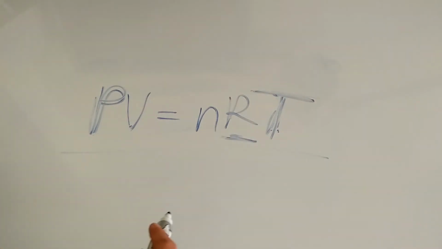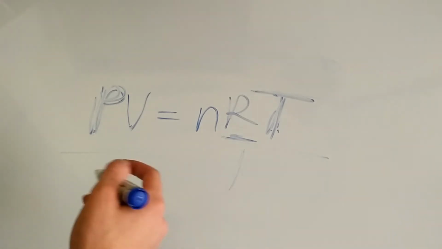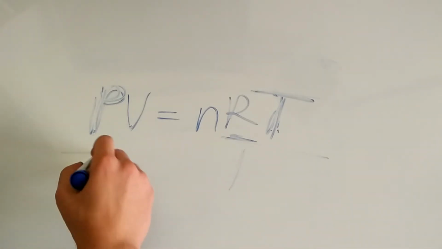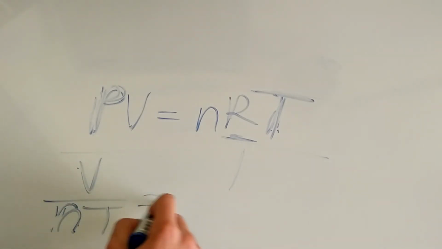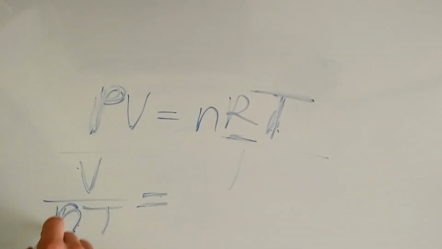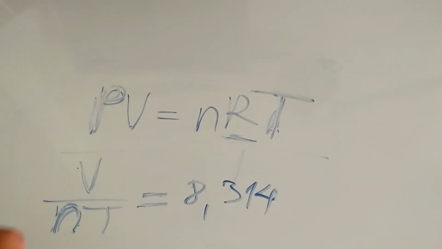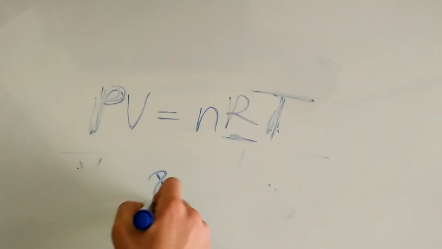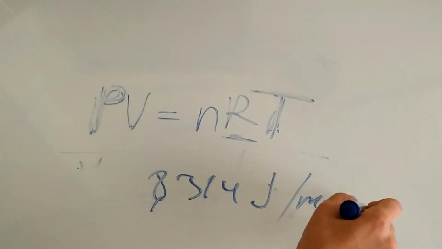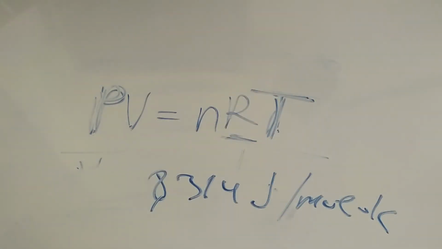The universal gas constant was found by performing a few experiments, and they found that when the pressure was dropped to 0 pascals, the value of PV over nT was 8.314. The units of the universal gas constant are 8.314 joules over mole times Kelvin. The temperature, as we discussed in an earlier video, is measured in Kelvin.